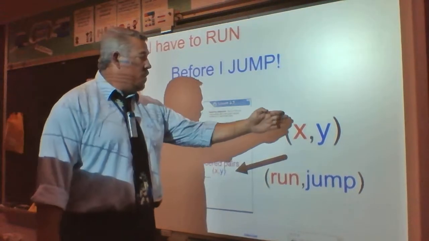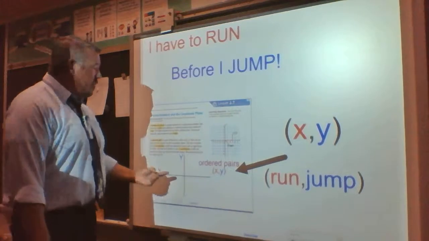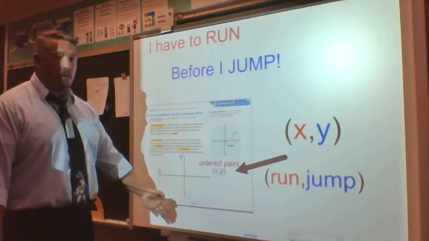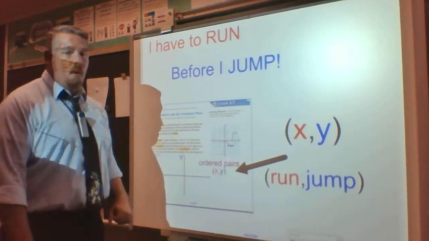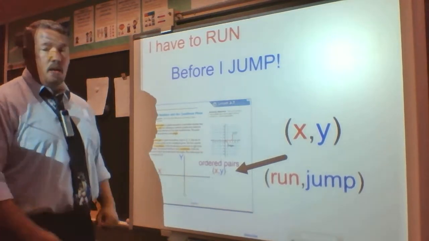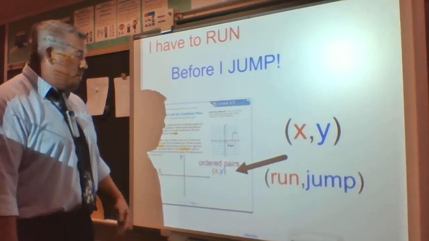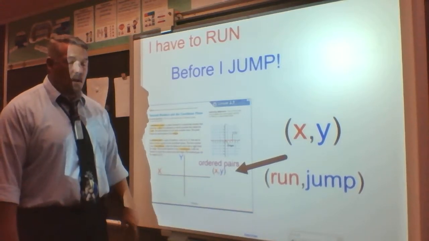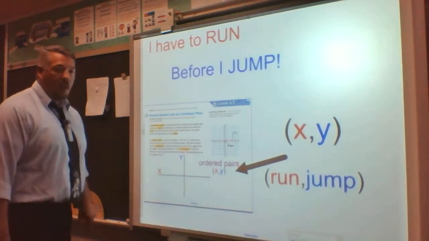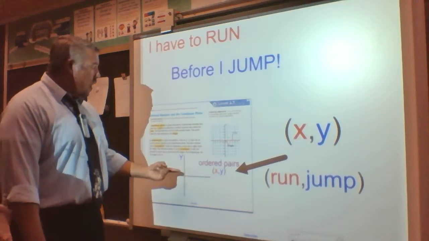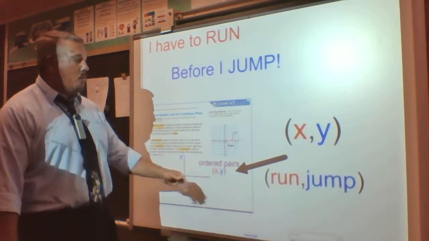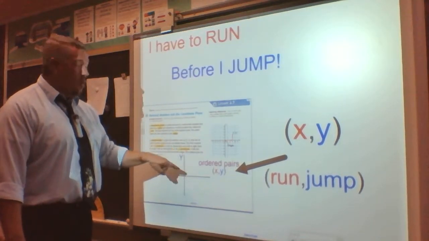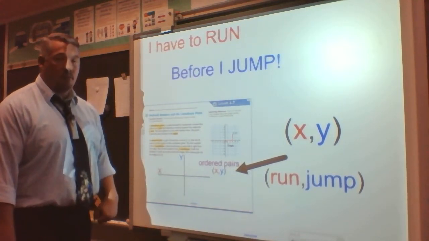That's why when we have the X and the Y, it tells me to run before I jump. My X is always going to be plotted first. My Y is always going to be plotted last. My X will tell me to go forward if it's a positive number, run backwards if it's a negative number. And then when I get to my Y, my second number in my ordered pair, I will either jump up if it's positive or jump down if it's negative.